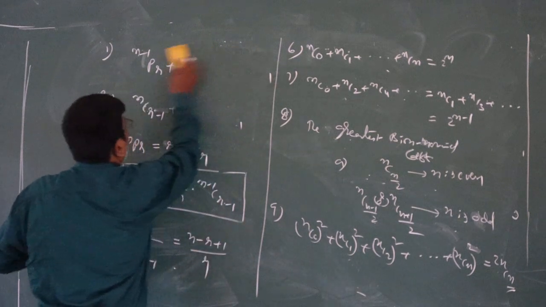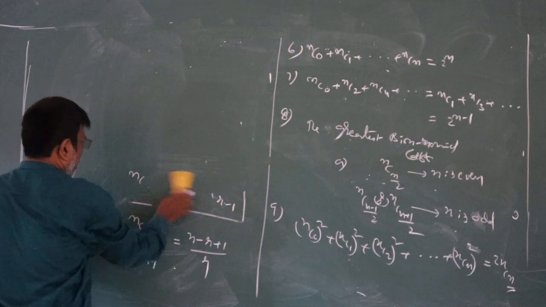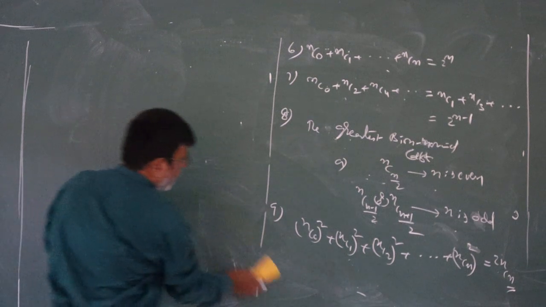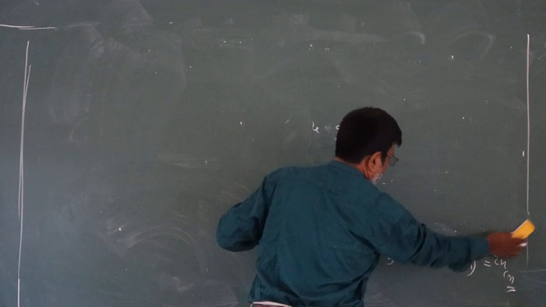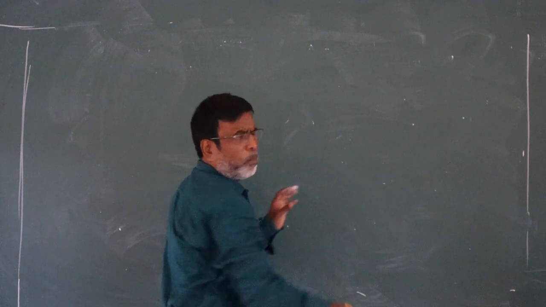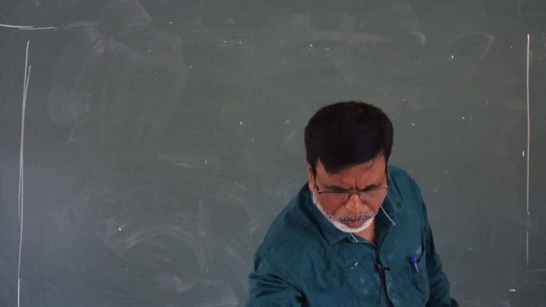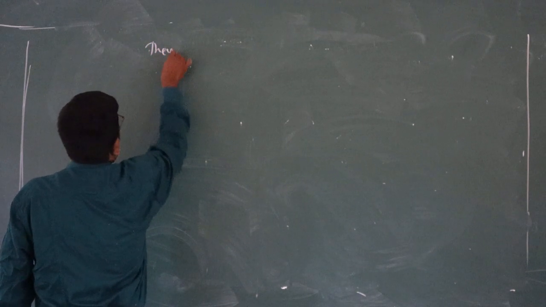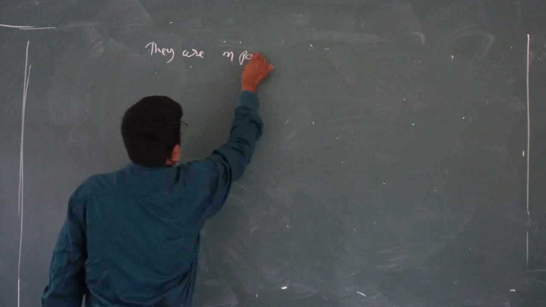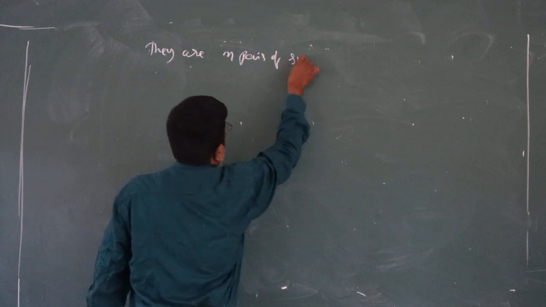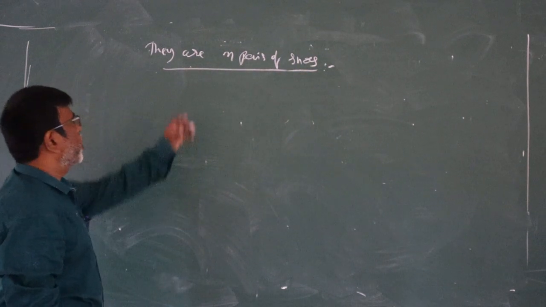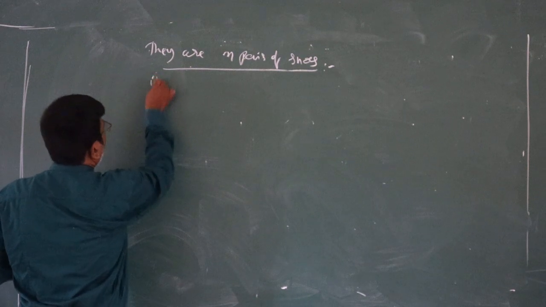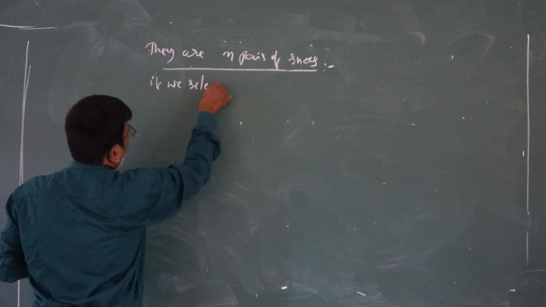Now, let me explain another concept. Suppose there are n pairs of shoes. This is also given sometimes. There are n pairs of shoes. Remember that. Suppose we select R shoes.